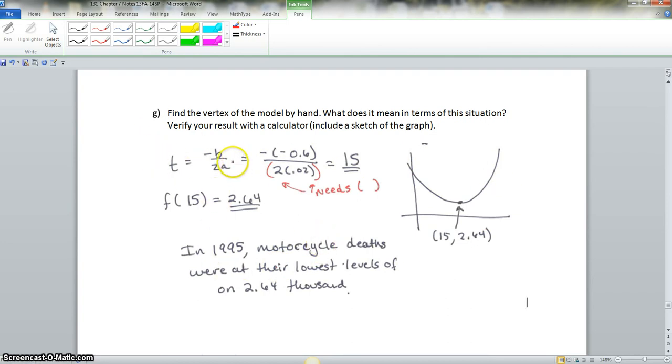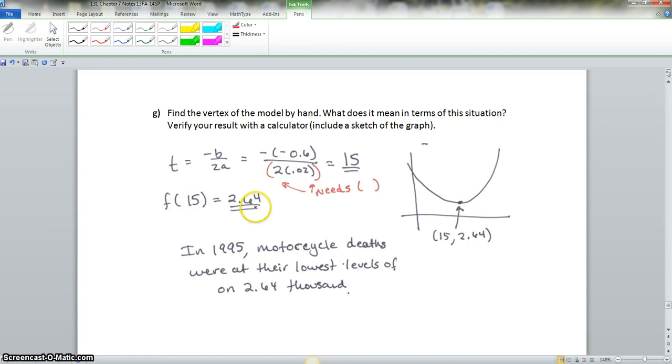So the first thing to find the vertex, we know we had negative b over 2a. Our b is negative 0.6, and our a is 0.02. So we have the opposite of negative 0.6 over 2 times 0.02, which gives us 15. So f of 15 is equal to 2.64.